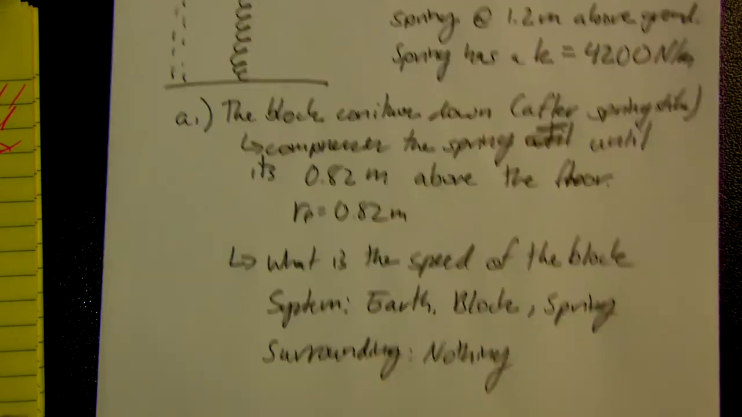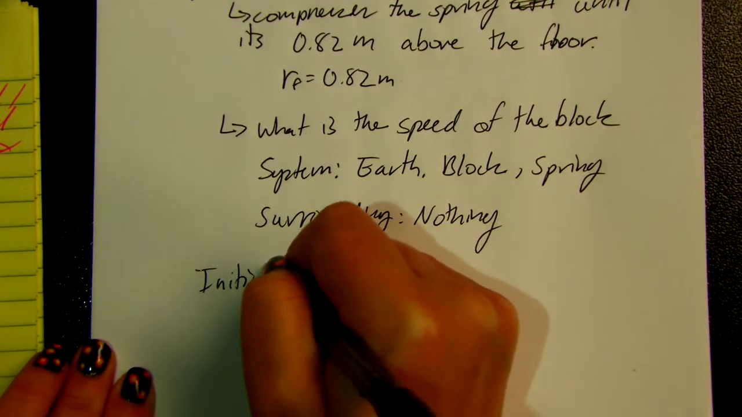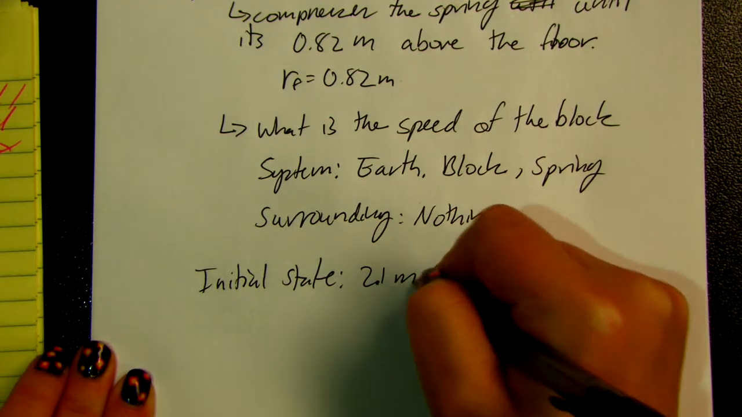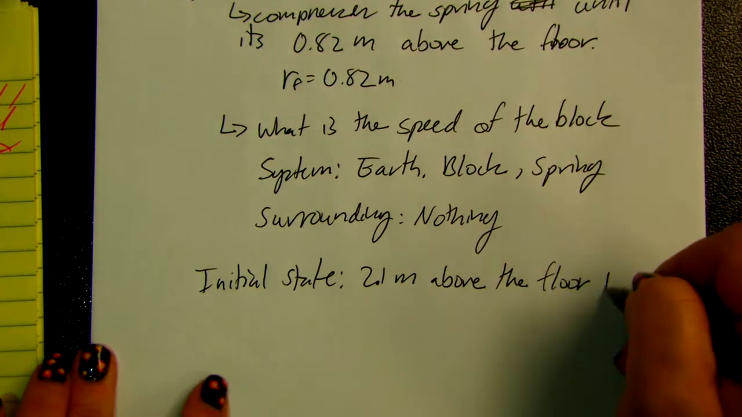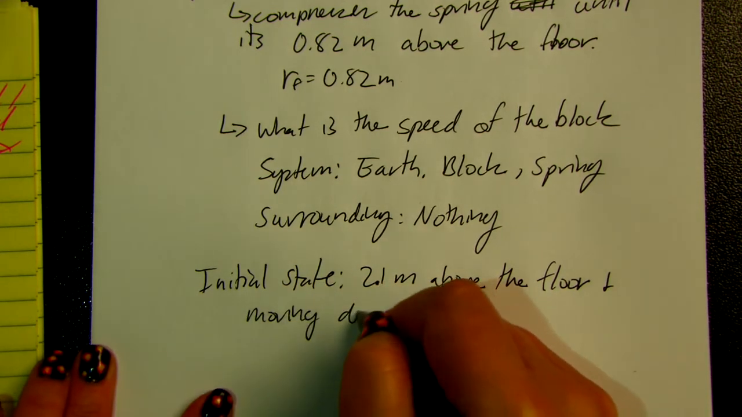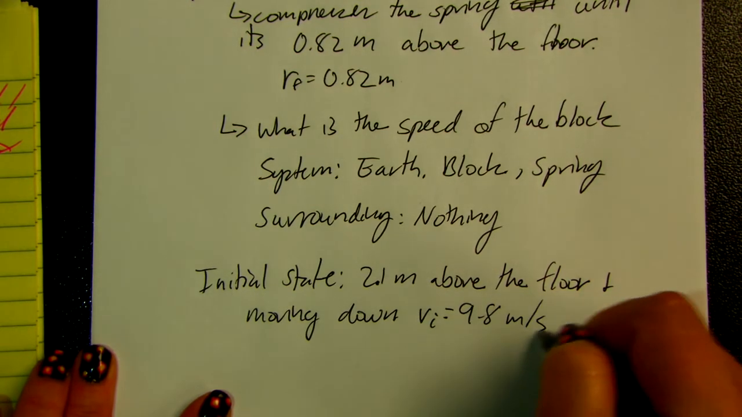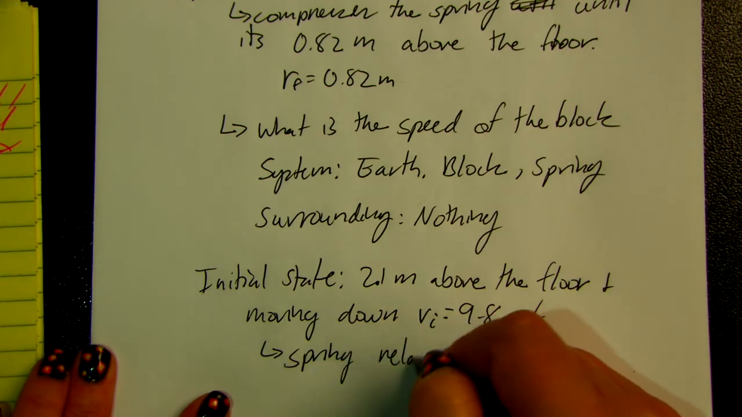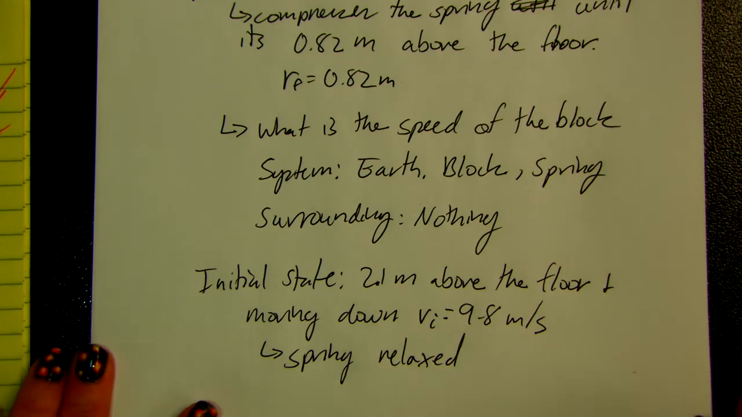Okay, so the initial state is given in the problem. It's 2.1 meters above the floor, and moving downward with initial velocity of 9.8 meters per second, and the spring is relaxed. Now remember, the spring is a part of the system, so we need to make sure we're accounting for its energy at any given time.